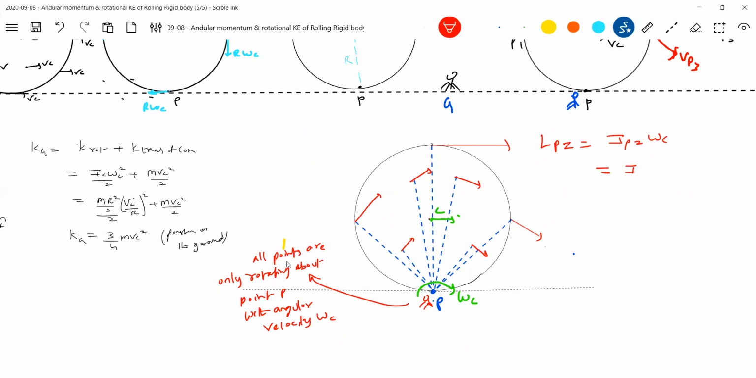It should be equal to I_C plus M into the distance PC whole square, into omega c. What is I_C? MR square by 2, plus MR square. Now, omega c, what can you write it as? Vc by R. Finally, how much am I getting? 3 MR by 2 Vc. And what about the direction? Same thing, minus k cap.